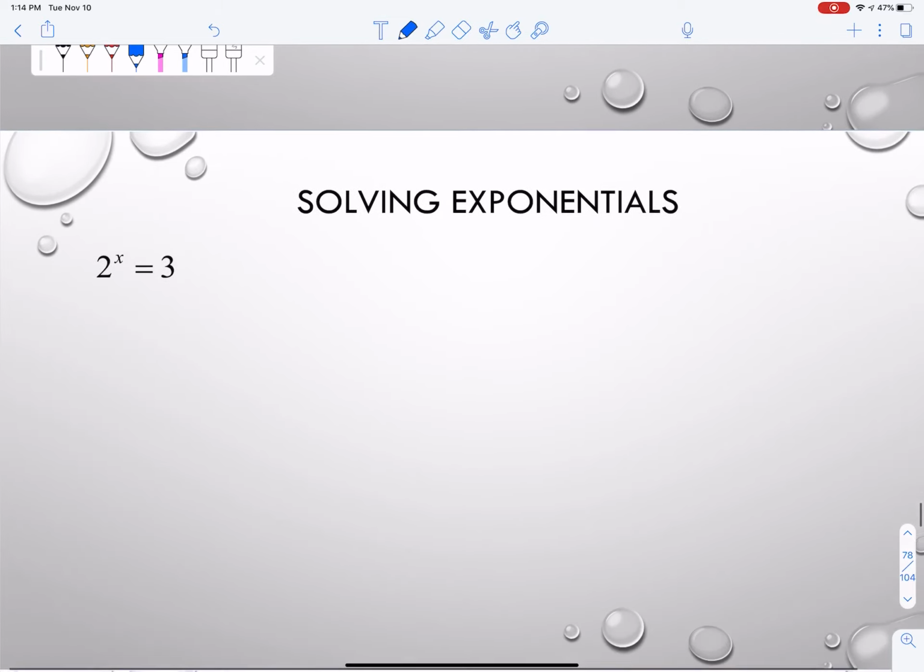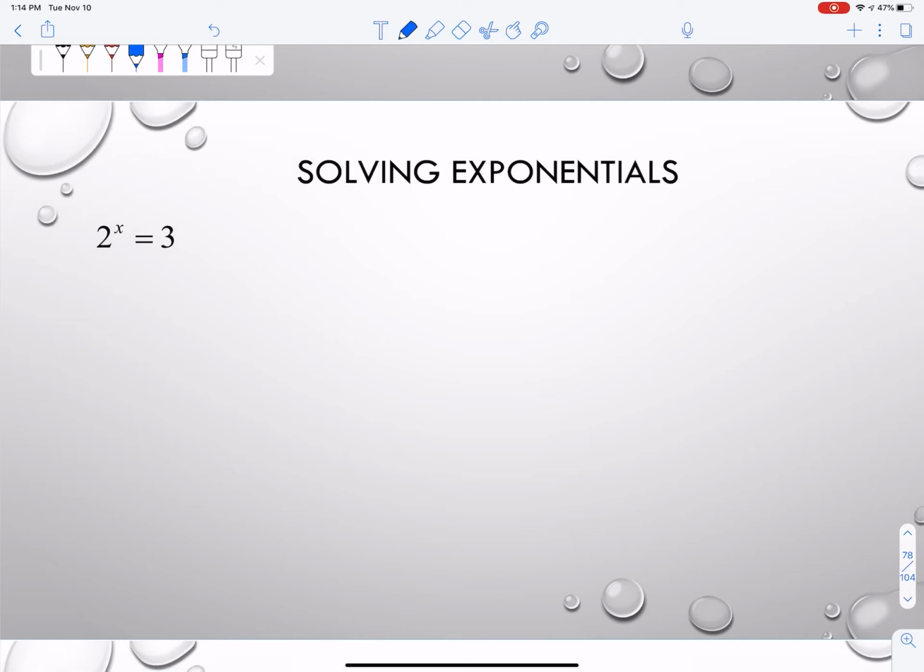So the first example I've got here is 2 to the x equals 3. Remember we talked about it in class: the first thing you always want to ask is, is there any way that I can solve this by rewriting as like bases? In this case, there's no way I can rewrite 3 as 2 to some power, at least not some power that I'm going to be able to figure out without a calculator or some other work.